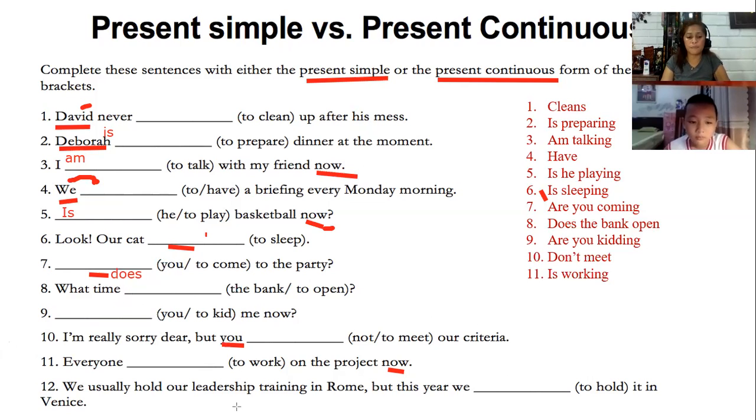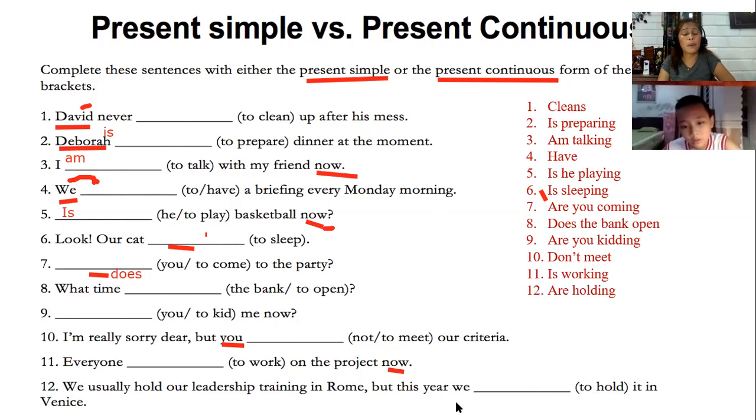Okay, number 12. What the holding answer? Well, holding. Holding? We usually hold. Okay, for a while. Is there now? We are holding. Yeah, we usually hold our leadership training in room, but this year we are holding it in Venice. Very good, Gayo. We use are holding because it is we.